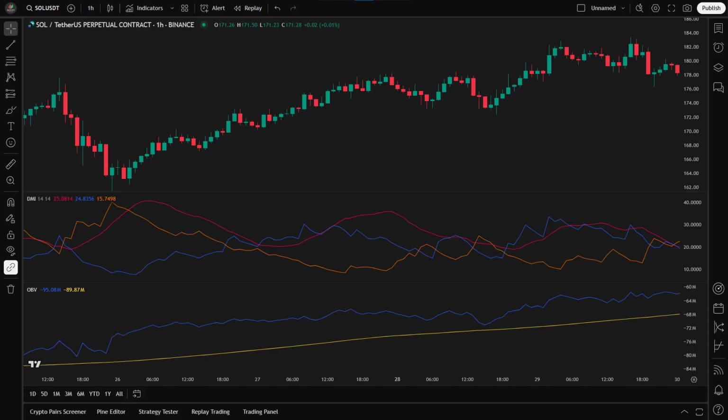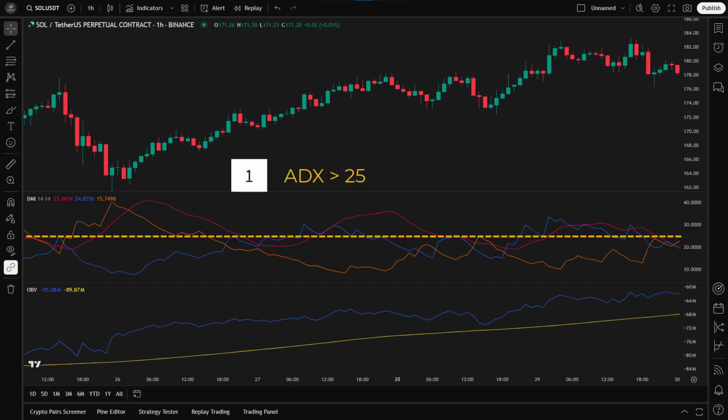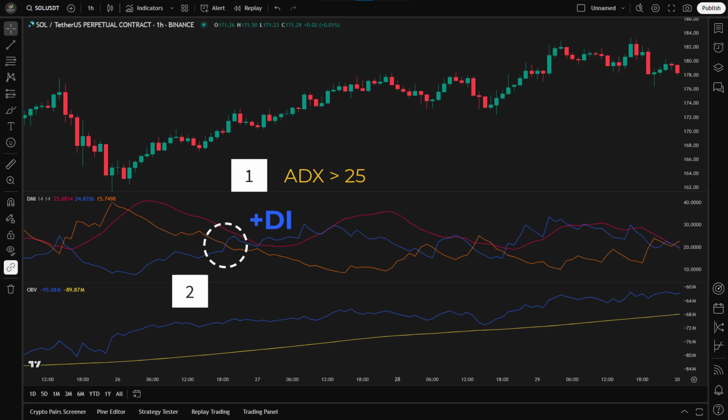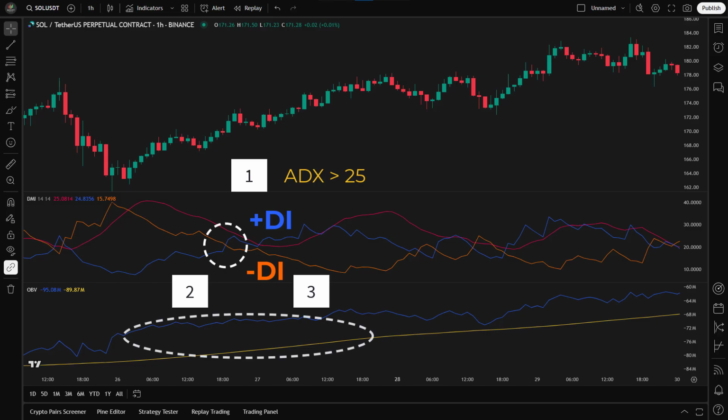To enter a long trade, all of the following conditions must be met. 1. ADX is above 25, indicating a strong trend. 2. Positive DI crosses above negative DI, signaling bullish momentum. 3. OBV is above its 100-period SMA, confirming volume support. Once these conditions are met, we enter the trade on the next candle.